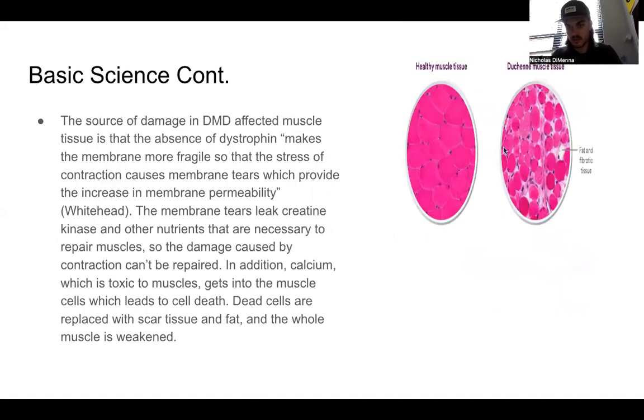This is just another view of what an affected muscle tissue looks like, where that dead muscle has been replaced by fat and fibrotic tissue. The reason we don't want the cell membrane to tear in muscles is because it will start to leak important nutrients and allow calcium to get into the muscle, which is cytotoxic and kills the muscle cell almost immediately.